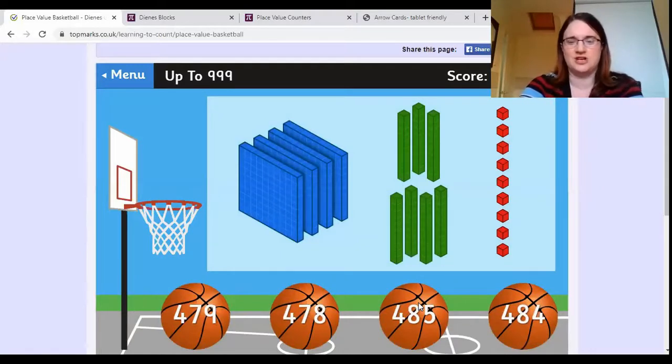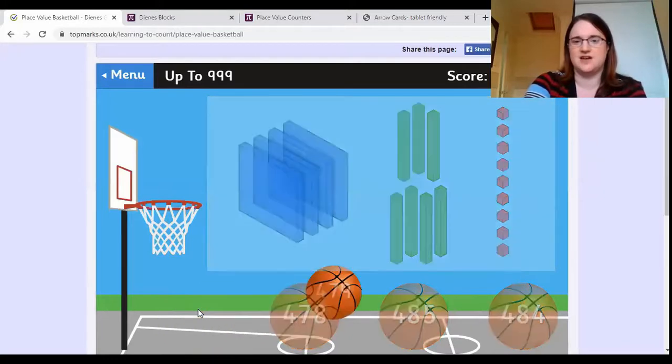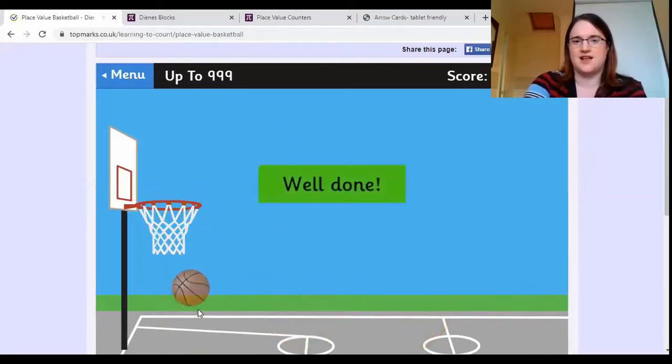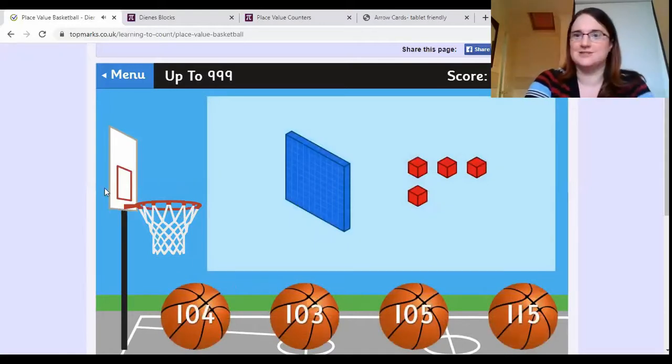Have a go. Look at the hundreds. Look at the tens. Look at the ones. Which one's the right answer? Have a look. We're going to be careful with these at the end. 1, 2, 3, 4, 5, 6, 7, 8, 9. So it's ending in a 9. 400. 10, 20, 30, 40, 50, 60, 70, 479. There we go.